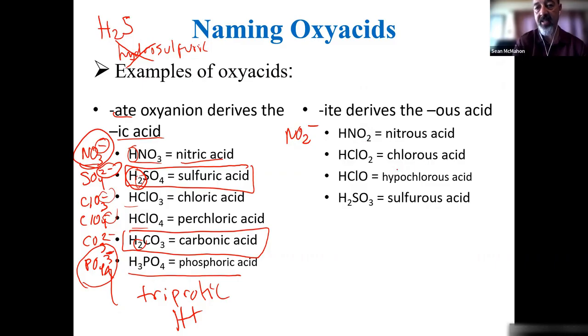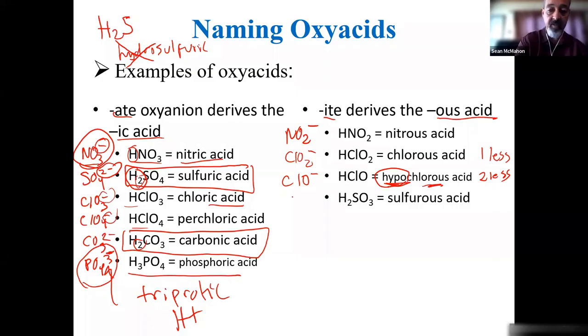This is chlorous acid. Why? This is chlorite. This is hypochlorous. Why? This is hypochlorite, right? So the ite suffix is replaced with the ous acid when I add the protons, but I keep that hypo prefix because this is 2 less rather than just the 1 less from the ic acid. And then sulfurous is from sulfite.